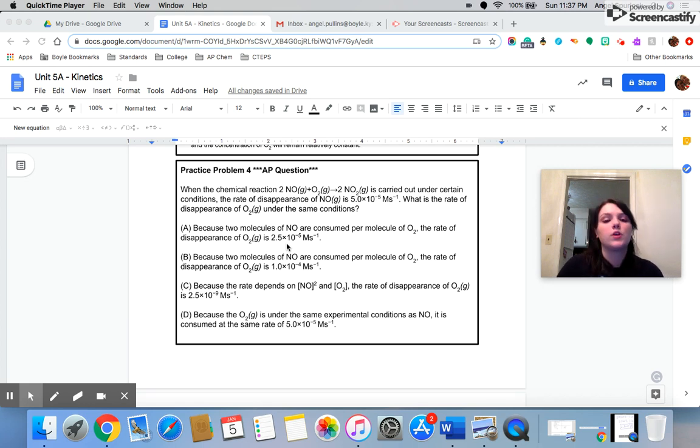So, because 2 molecules of nitrogen monoxide are consumed per molecule of O2, the rate of disappearance of O2 is 2.5 times 10 to the negative fifth. Is that true? Are 2 moles of nitrogen monoxide consumed for every 1 mole of oxygen? Yes, they are. That's what the balanced chemical equation is telling you right there. So our correct answer is A.